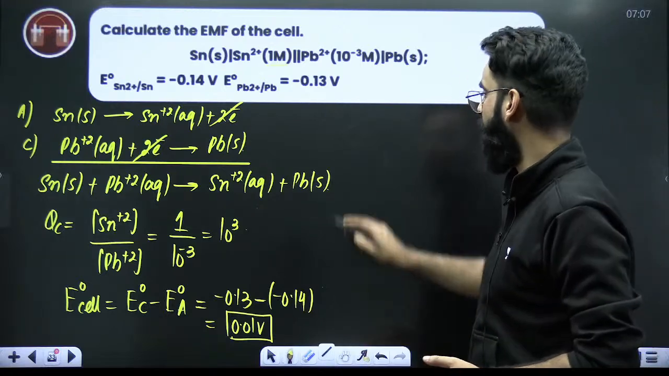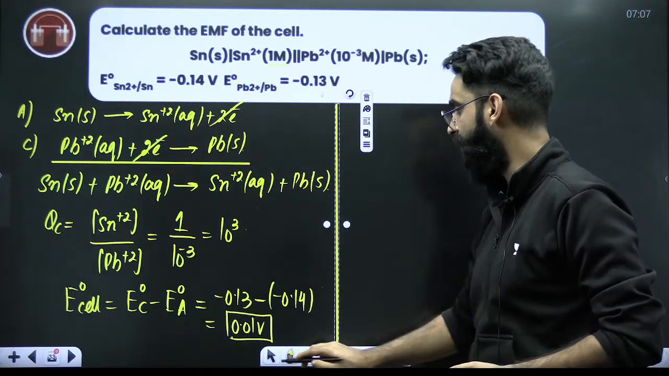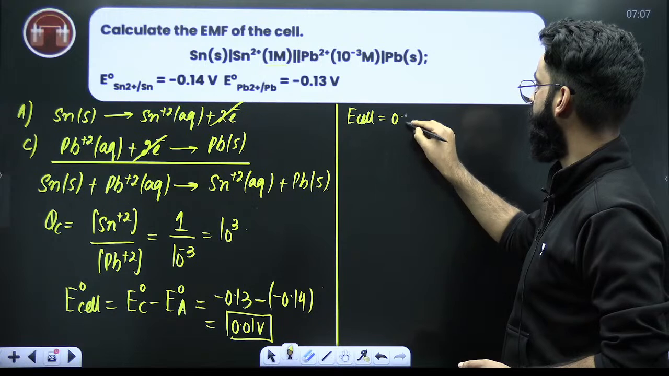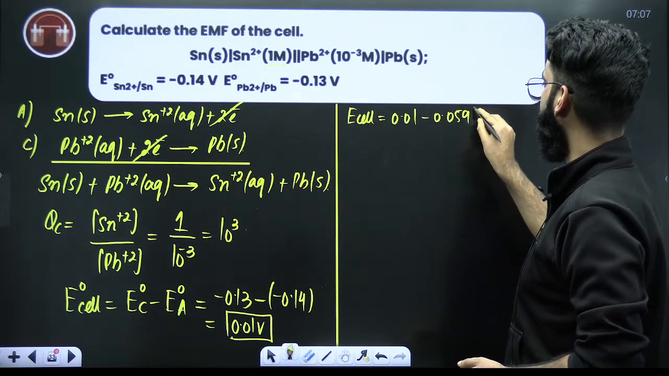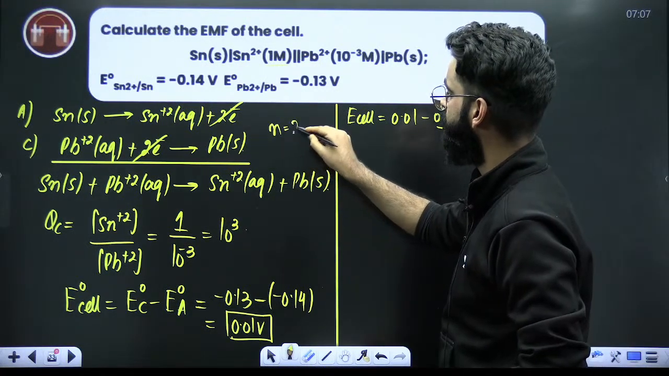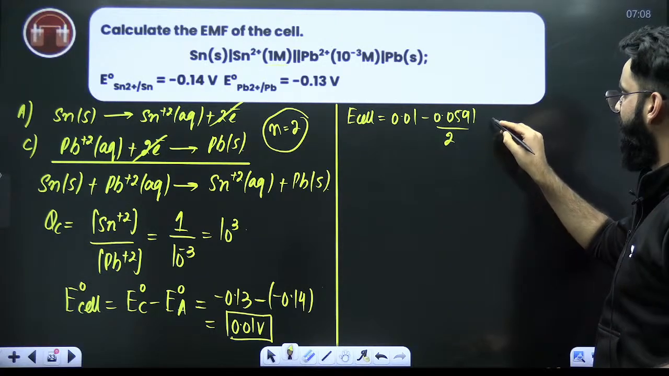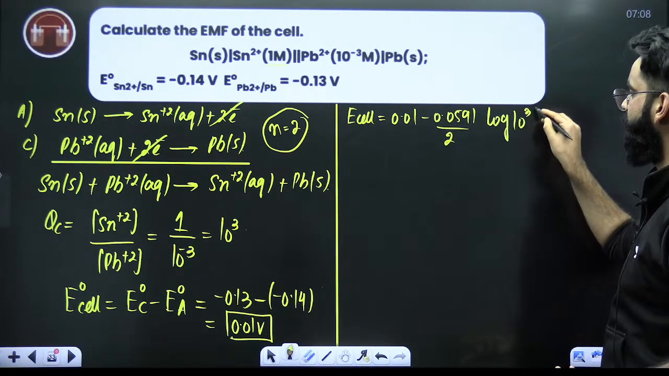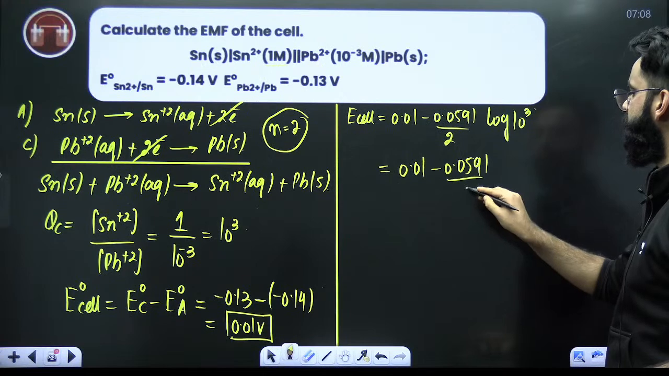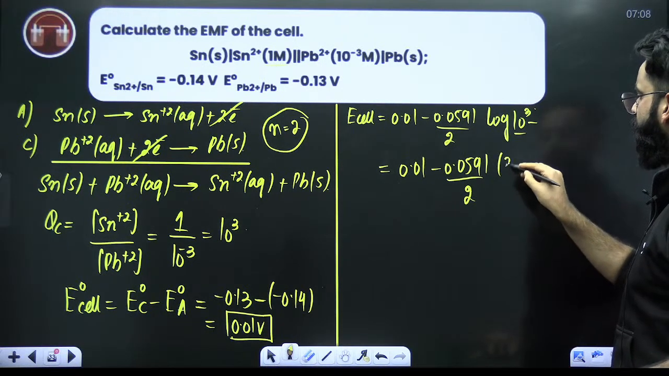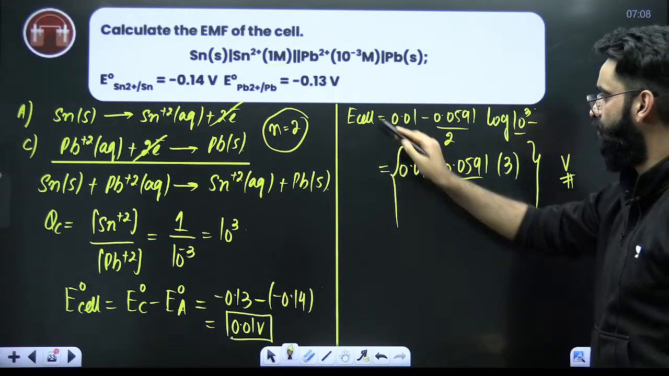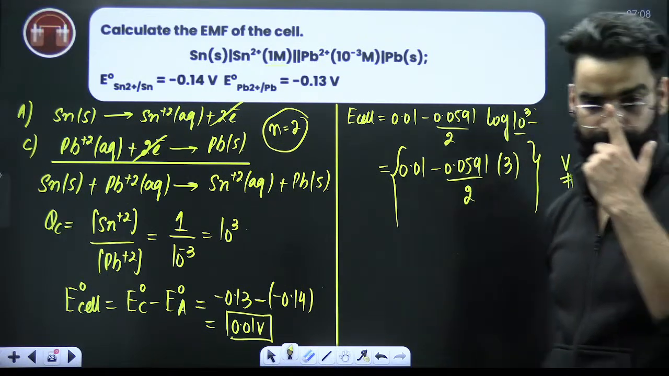Perfect. Now, my dear students, all the parameters which are needed in the Nernst equation, you have already calculated. Now you can directly use the Nernst equation. E cell is equal to E naught cell, 0.01, minus 0.0591 divided by n, that's 2. n value is 2 because 2 moles of electrons are exchanged here, right? So it's going to be divided by n, log of QC. QC value is already 10 raised to 3. So finally it has to be 0.01 minus 0.0591 divided by 2 log of 10 raised to 3. So 3, and log 10 is 1, right? So solve this equation, get the answer exactly in volts. So EMF of the cell is going to be this particular term.